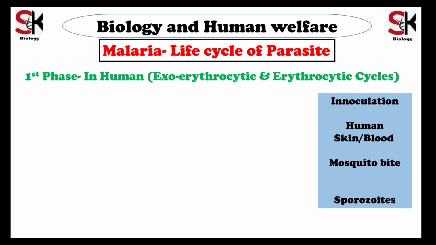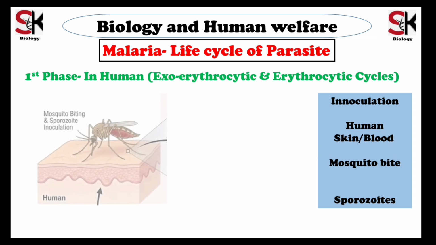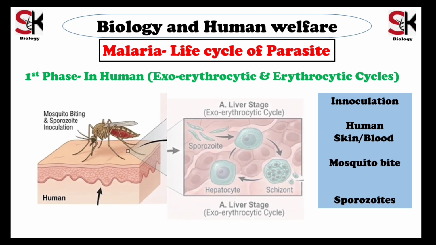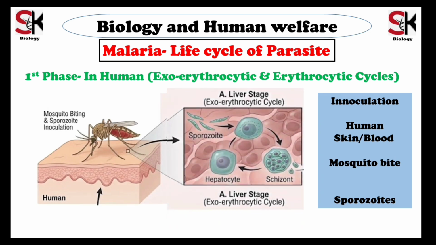Now, let us understand the first phase, which occurs in humans. The infection starts with the inoculation stage, where an infected female Anopheles mosquito bites a person and injects a stage of the parasite called the sporozoite into the human blood. So, this process is the inoculation of the parasite.